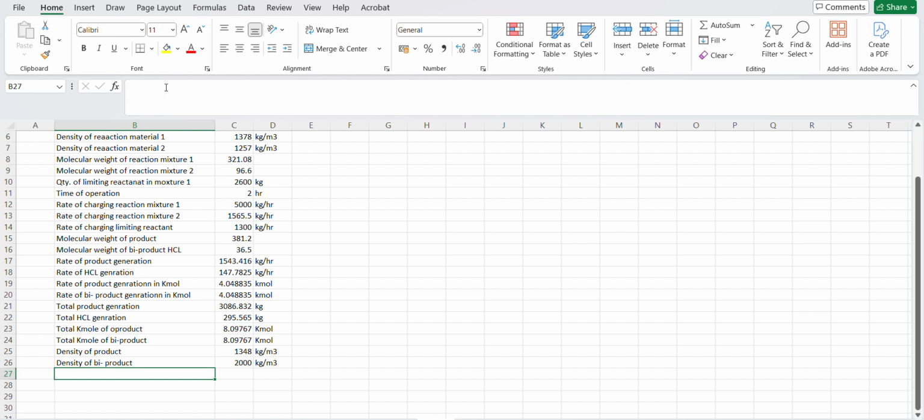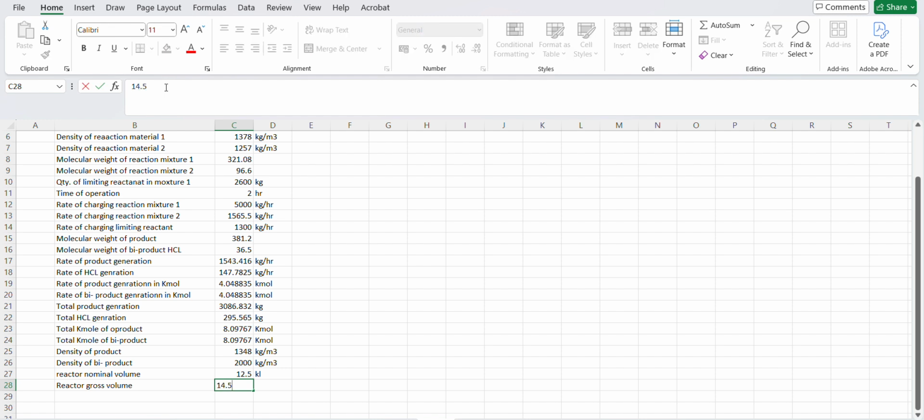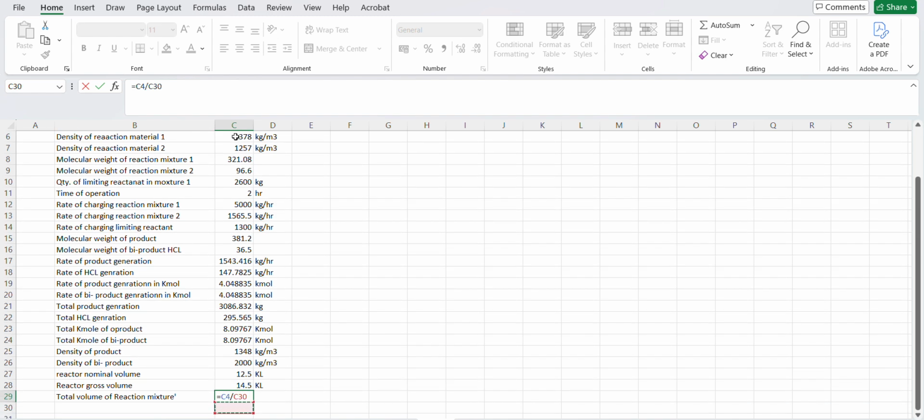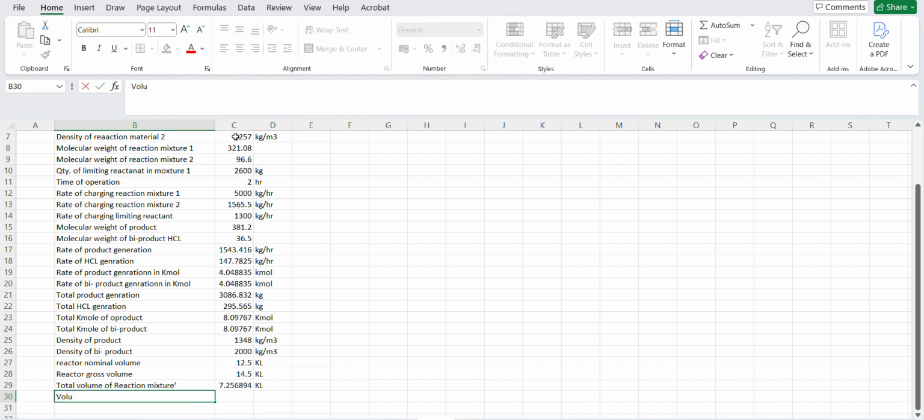Okay, so now we have to check the reactor nominal volume, which is 12.5 kl, then the reactor gross volume, which is 14.5 kl. Okay, so we have the mass. Here we can calculate the total volume of reaction mixture, which is 10,000 divided by density of that reaction material 1. Okay, that much kl we have as volume. So we can calculate the volume of reactor after 1 hour of material charging.